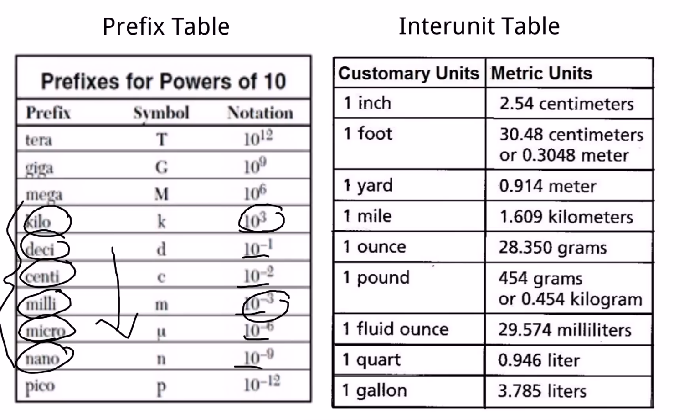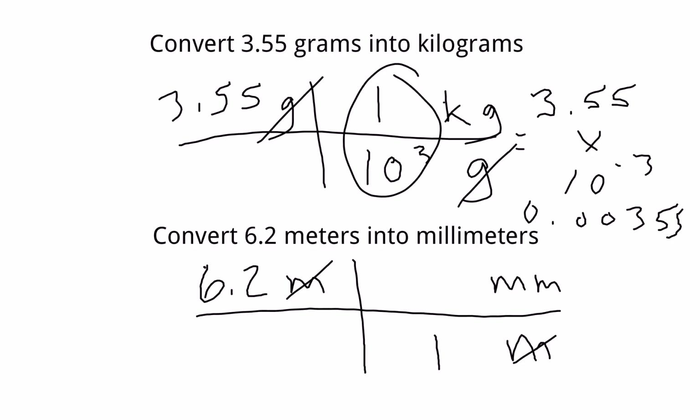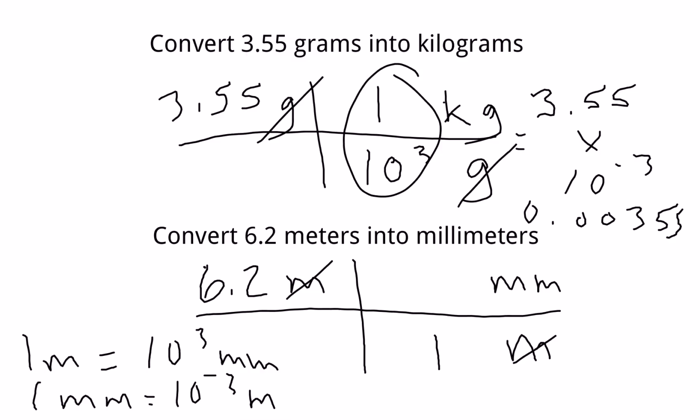So again, this is where students can sometimes get messed up, okay? 10 to the minus 3 is in reference to the base unit itself. So if I say I have 1 meter, it's saying that 1 meter is equal to 10 to the third millimeters. All right? Another way of saying that is 1 millimeter is equal to 10 to the minus third meters. So again, see how it's meters here?